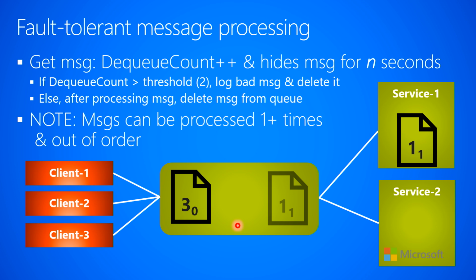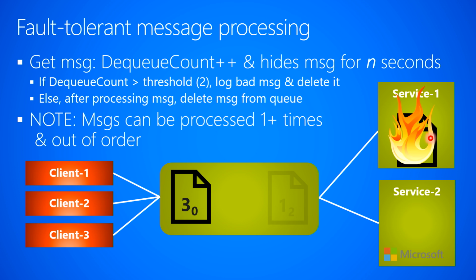So no other service will ever see message 2 ever again now. Now service 2 would go and pull another message, and it might go and get message number 3. But let's postpone that for a moment, and let's turn our attention back to service number 1. Service number 1 is still processing message number 1.